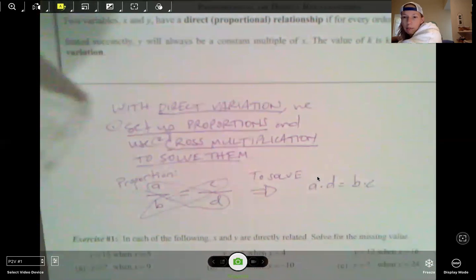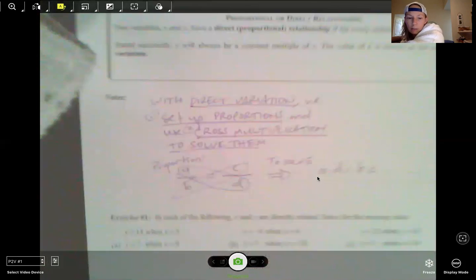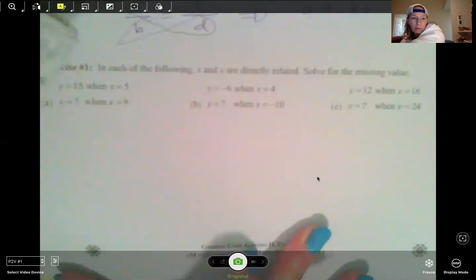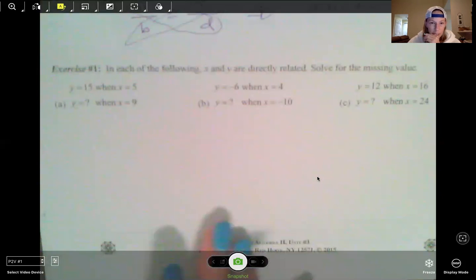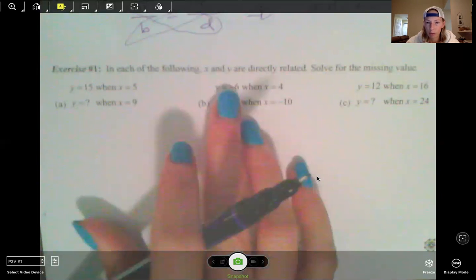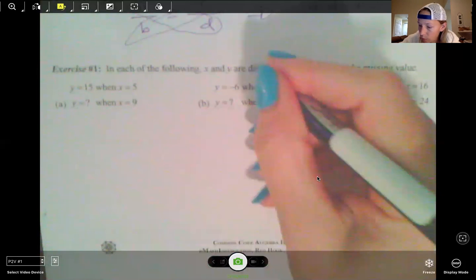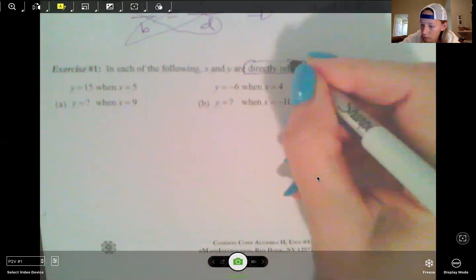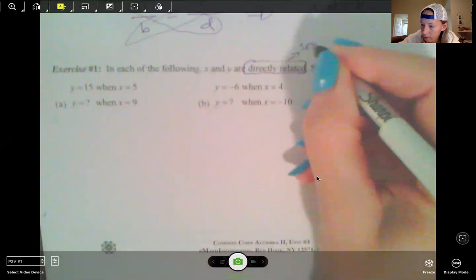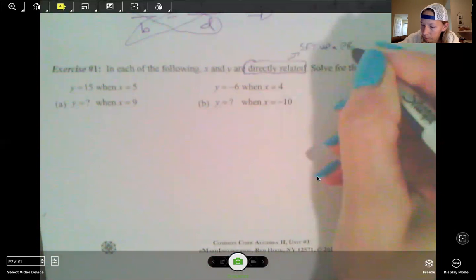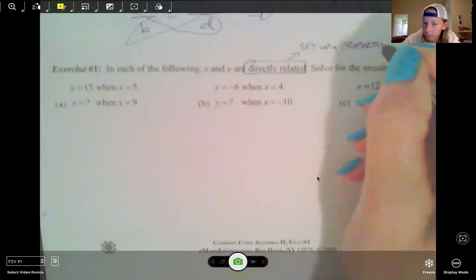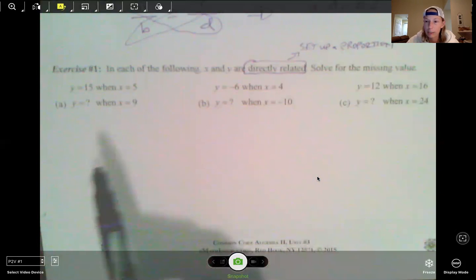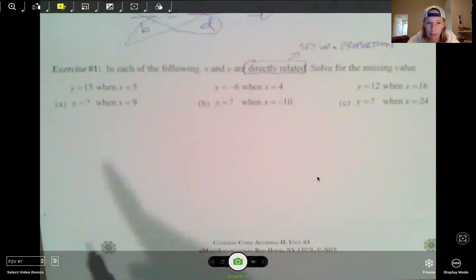Let's go through it with some actual examples, and I think that'll help you guys remember some of this. In exercise one, it says in each of the following, x and y are directly related. As soon as we know they're directly related, this tells us to set up a proportion. It says solve for the missing values. The key with setting up a proportion is just being consistent.